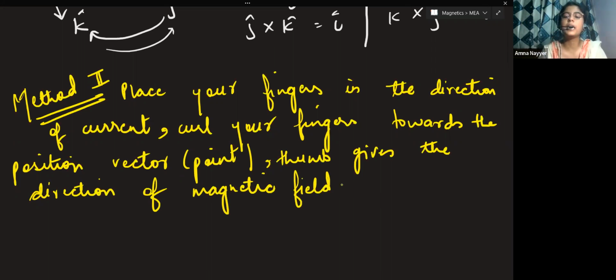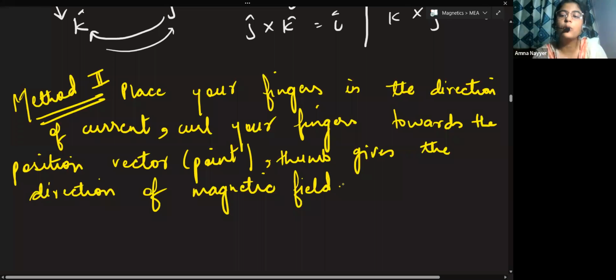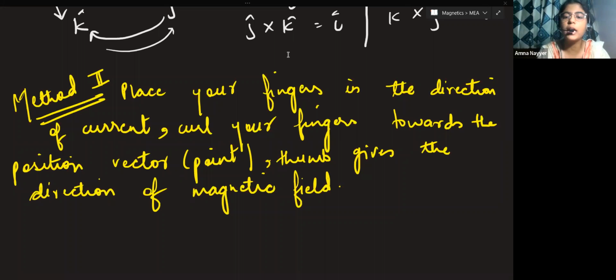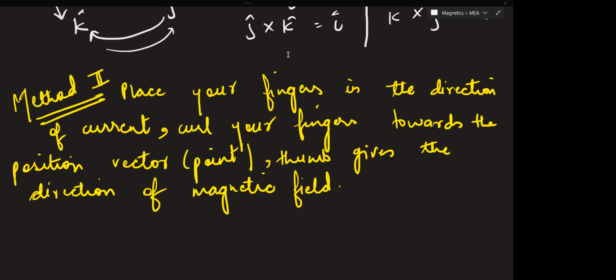Thumb gives you the direction of magnetic field. Now, how to apply this? The theory portion you have studied, the theory portion I've made you write, and I'll give you time to note it down. Right now, let's understand this second method.